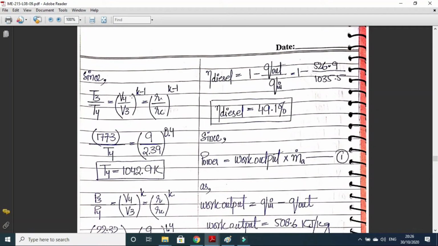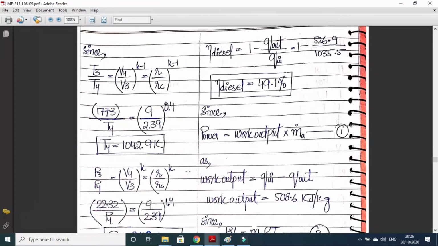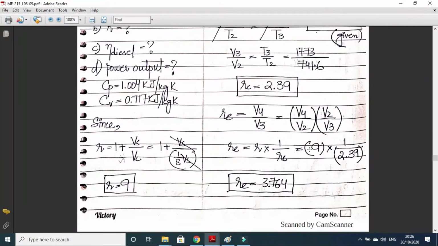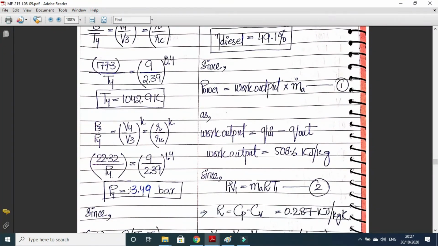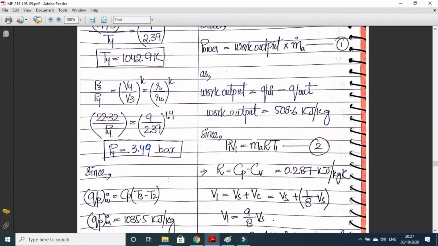Now we can again use the isentropic relations on the process curve 3 to 4. T3 upon T4 is equal to V4 upon V3 to the power K minus 1, and V4 upon V3 we just calculated, it is the expansion ratio. So you can also use directly RE 3.764 to the power K minus 1, which we saw is equal to 9 upon 2.39 to the power K minus 1. So T4 is coming out to be 1042.9 Kelvin. Similarly, we can calculate P4, 3.49 bar.